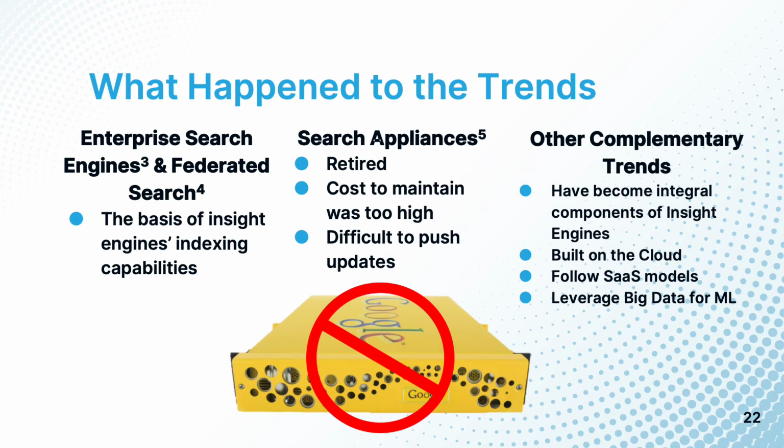I'll now discuss what happened to these trends. Firstly, enterprise search engines and federated search are the basis of insight engines' indexing capabilities, but have been built upon for much more of a greater offering. On-premise and server-based search solutions have begun to be retired, including GSA, which was Google's search appliance mentioned before. This is because the costs of maintaining these solutions were too expensive, as they required maintenance staff to visit customers on site, which was not scalable.